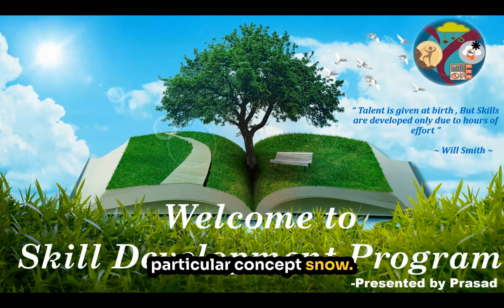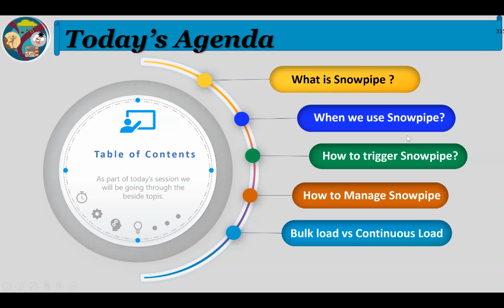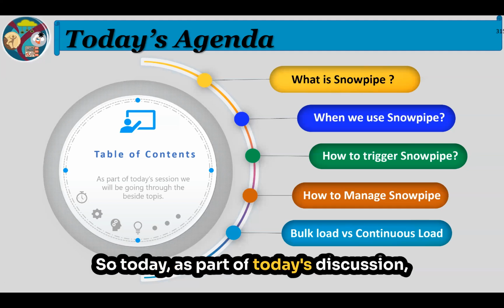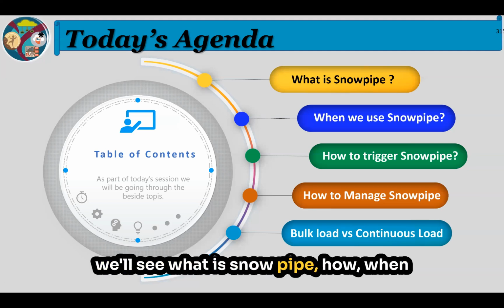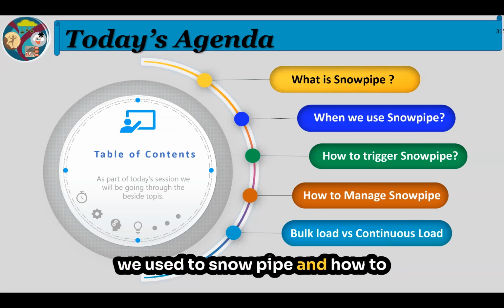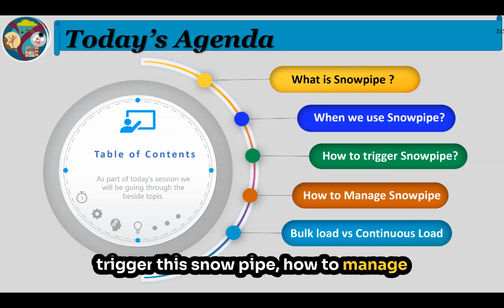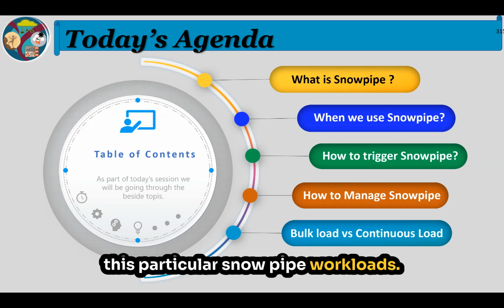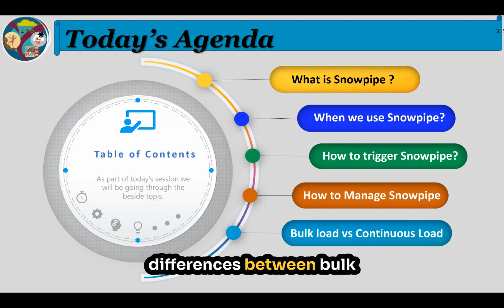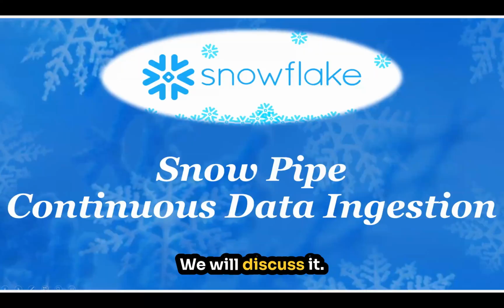In such scenarios, you are going to use this concept, Snowpipe. As part of today's discussion, we'll see what is Snowpipe, when we use Snowpipe, how to trigger the Snowpipe, how to manage Snowpipe workloads, and what the key differences are between bulk load and continuous load.